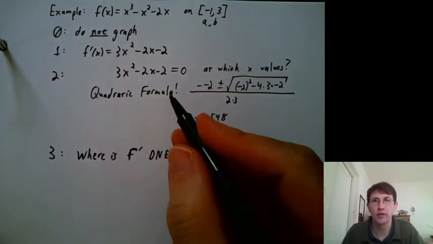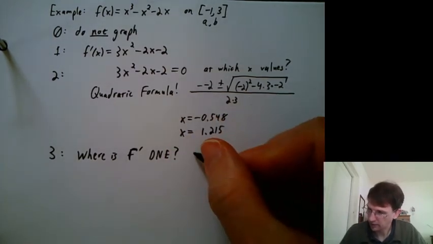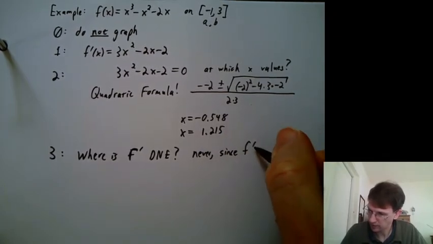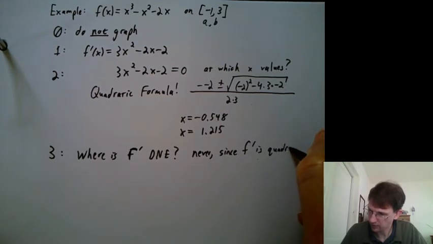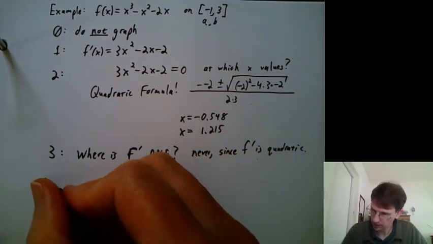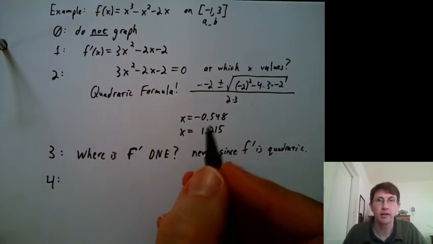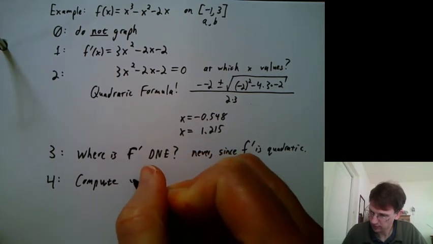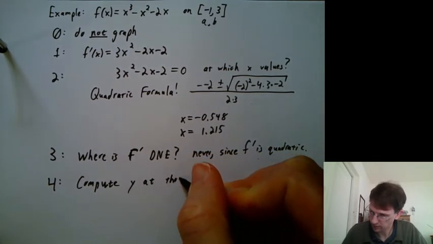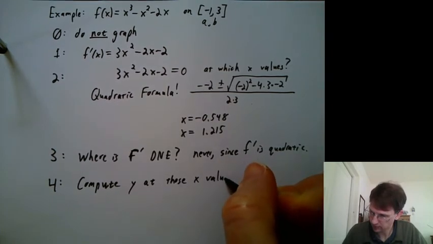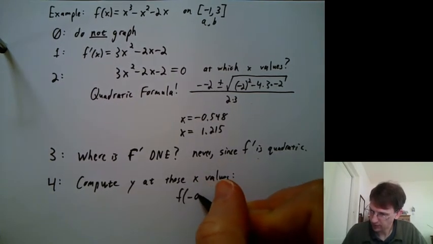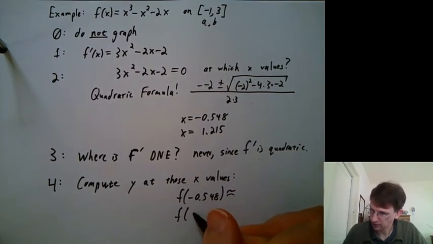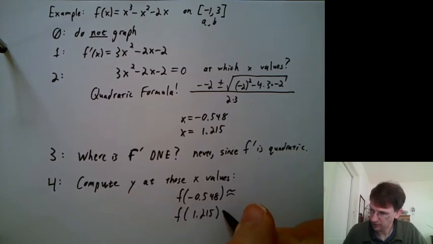And this is just a quadratic function. It exists everywhere. It's nice and smooth. Step 4, compute the y values at the x values we just got. So f of -0.548 is whatever. f of 1.215 is whatever.